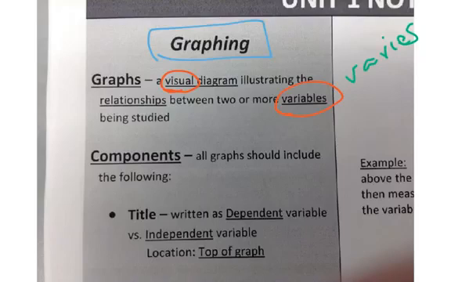There are a few components that all graphs need. The first is the title. The title is always written with the dependent variable first versus the independent. Yes, I know in English class you always want to be creative. In science class we just want you to tell us the important information. What did you study? What versus what? And you always put it at the top of the graph. Okay?